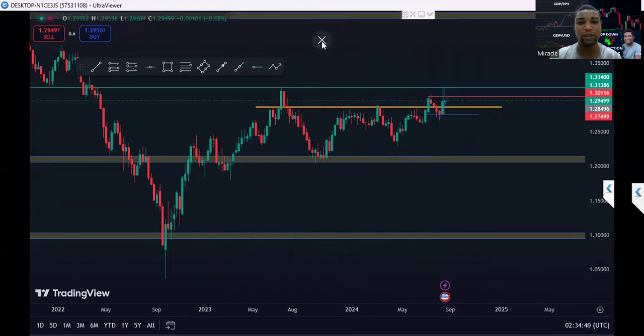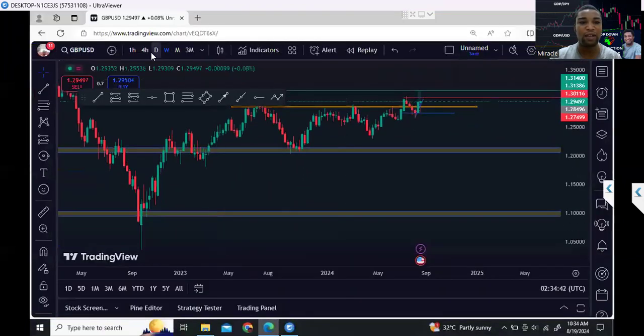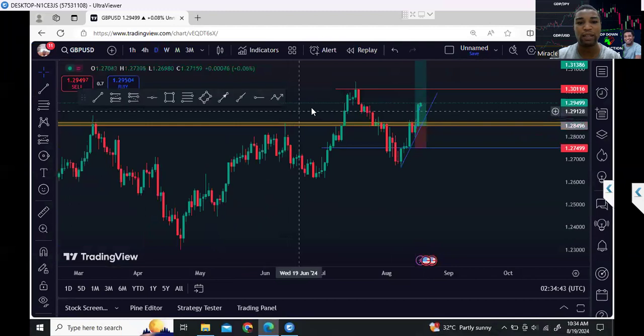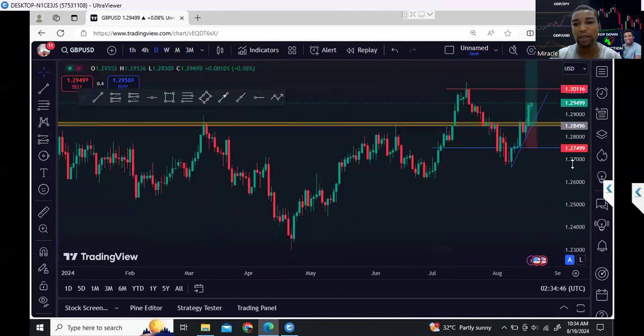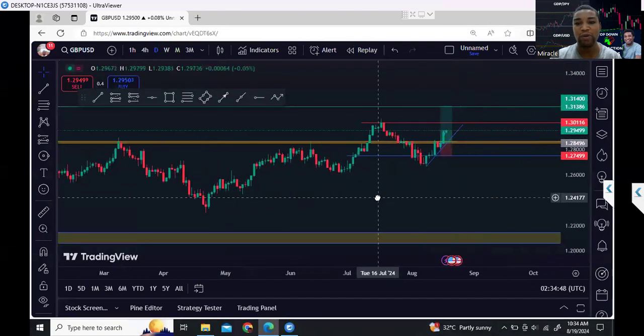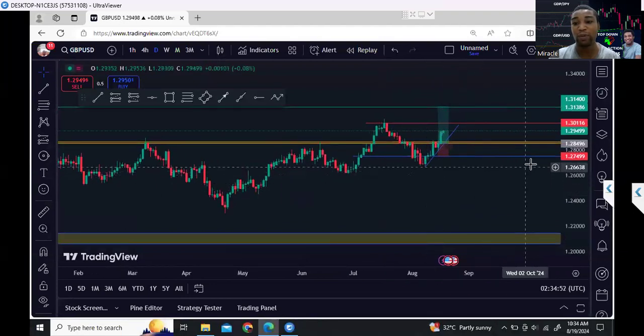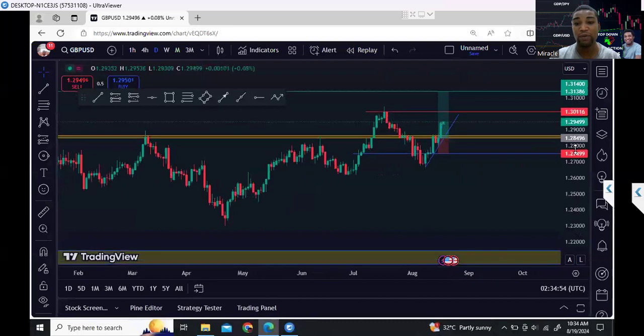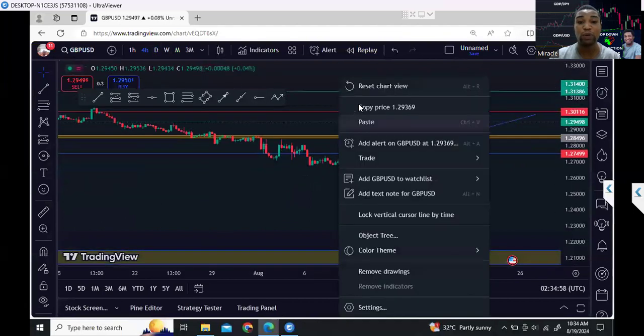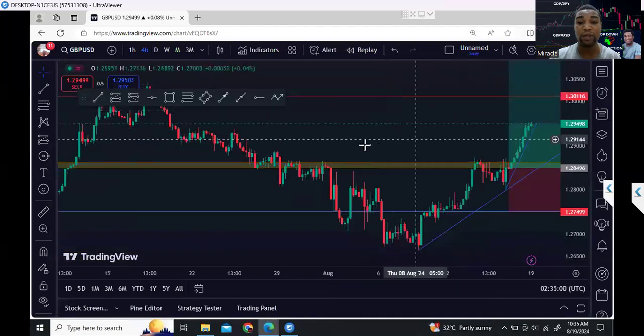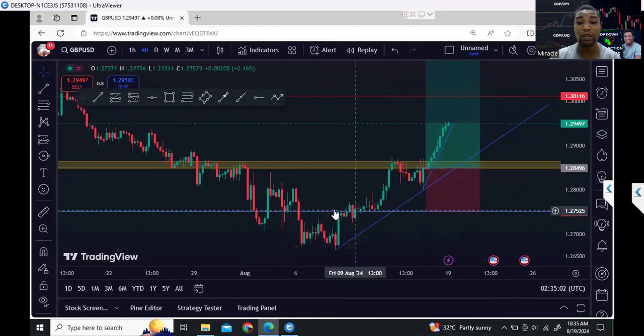So when I come back to the daily time frame and the 4-hour time frame, what I'm going to be looking at is how to enter the market. If I want to enter the market on the daily time frame or on the 4-hour time frame, I'm going to be waiting for the market to give me some form of a consolidation like this.